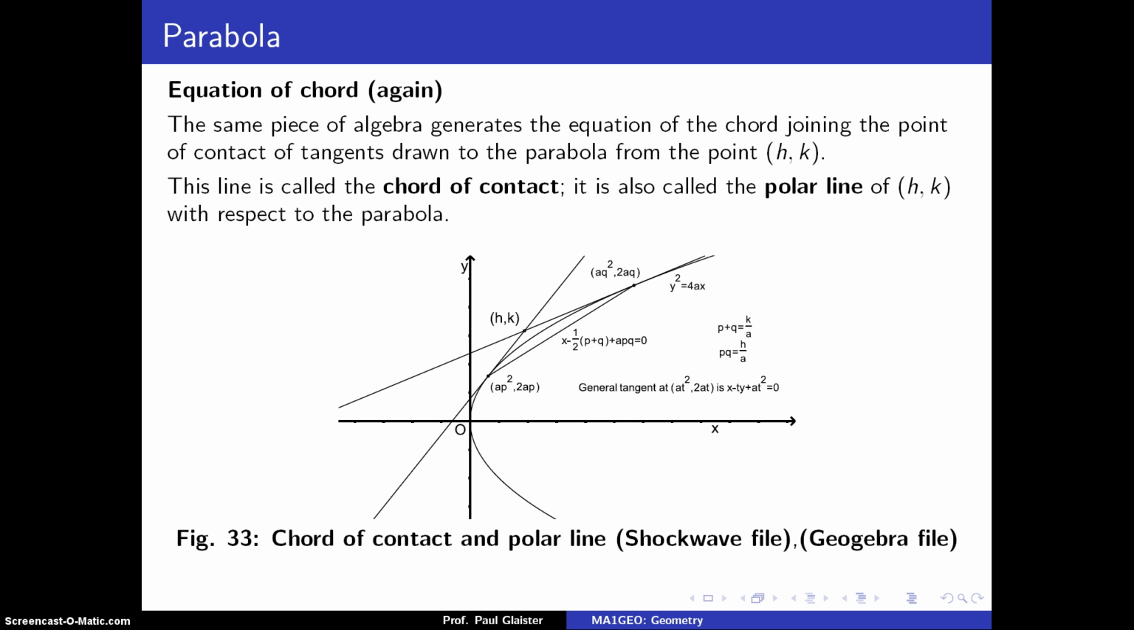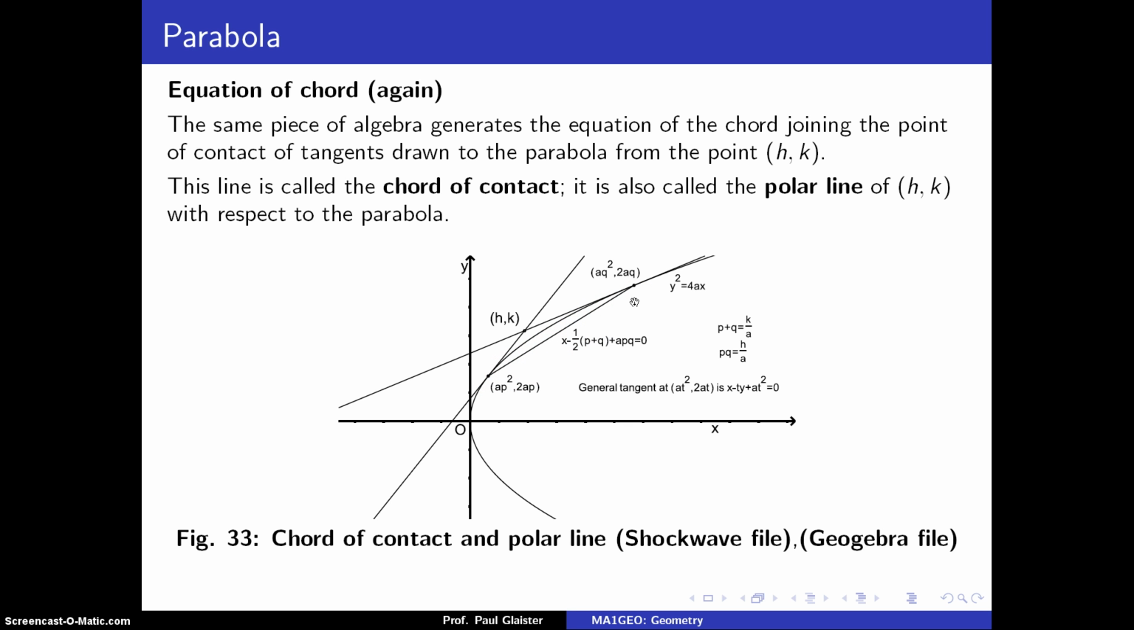So, as for the circle, we said that given any point HK in the plane, if we draw from that the two tangents as shown to the parabola, then the equation of the straight line that is the chord from those two tangency points represents the equation of the chord of contact. It's sometimes also called the polar line. So, given the parabola, given HK, can we find an expression for the equation of this straight line?